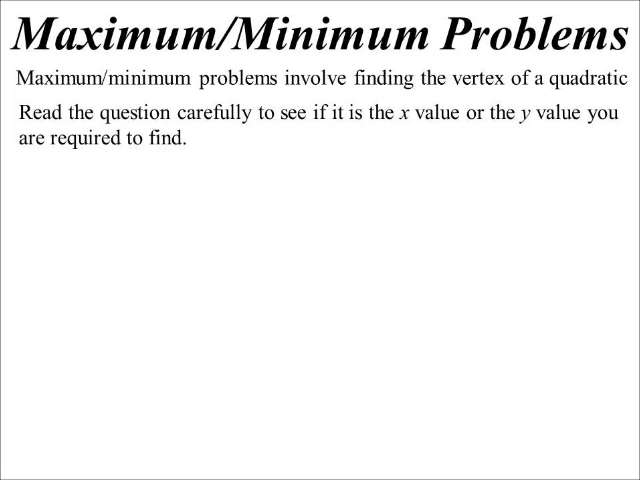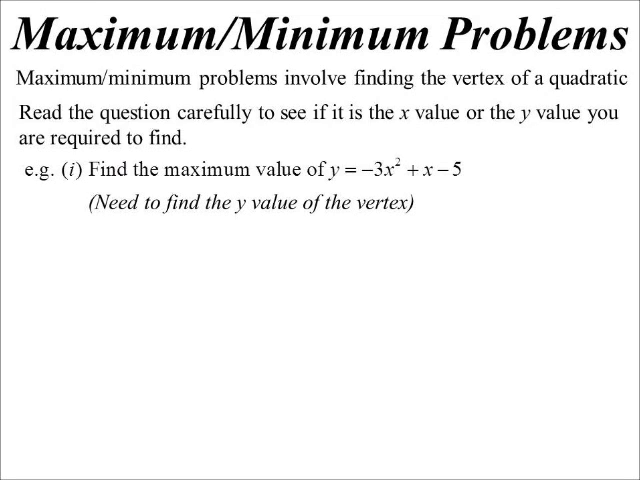So that's why I say you've got to read the question carefully to see whether it's the dimensions or the x value that they're interested in, or the actual final maximum area or the y value. So, well, this is just a straight quadratic. Find the maximum value of, and as I was saying the other day, we don't actually need to find the axis of symmetry. We can find the discriminant and do it that way. So we need to find the y value of the vertex.